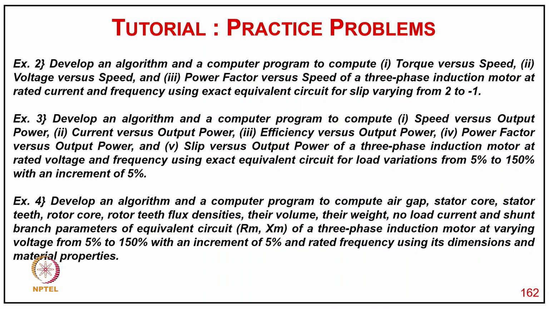So similarly, we have some other examples. Develop the algorithm for the computer to compute the torque-speed characteristic, voltage versus speed, power factor versus speed. Develop the algorithm for the computer to compute the speed characteristic and output power characteristic, varying the output power from 5% to 150%. Develop the algorithm to calculate air gap, rotor and stator teeth flux density, their value, weight, and no load, and then the equivalent shunt branch parameters of the 3-phase motor at varying voltage from 5% to 150% with an increment of 5%, considering the diameter.